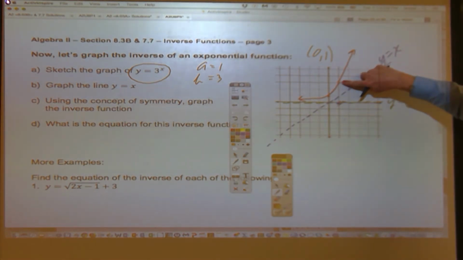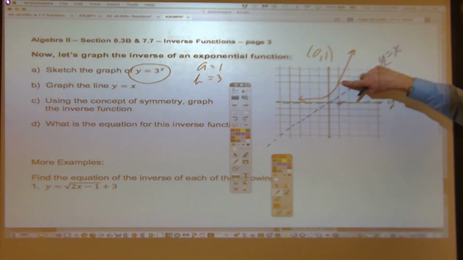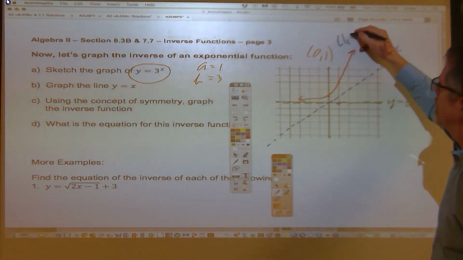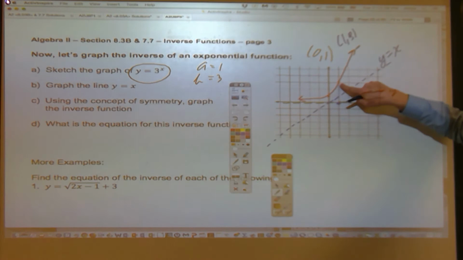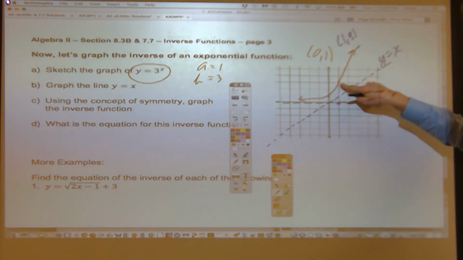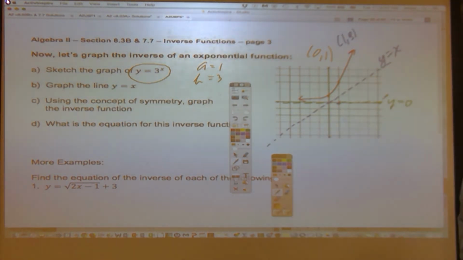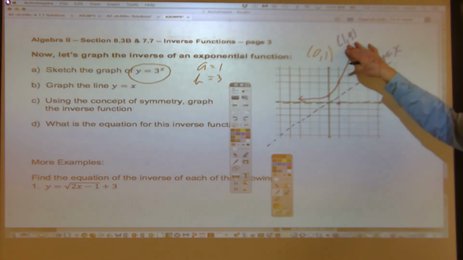Now, where will the point (1, 3) reflect? If you want to find the inverse of (1, 3), what would the coordinates of the point be once you reflect it over the Dan Eddie line? So what do you think, Jack? (1, 3). No, when you reflect it, they have to trade places.